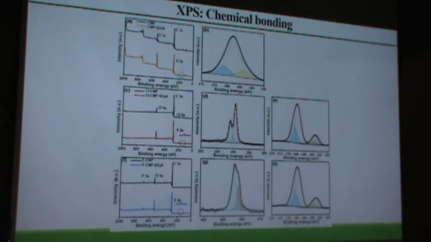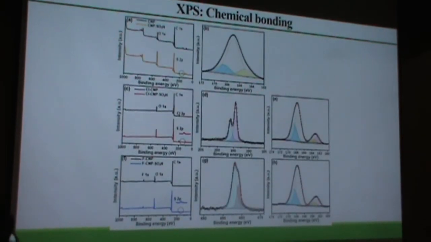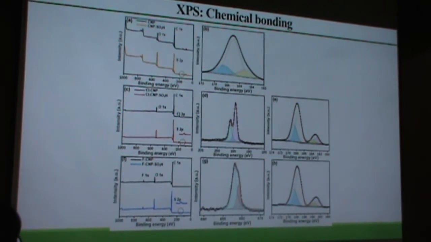And we also use the XPS to certify the FTIR analysis. Compared to the toluene as the carbon precursor, we can see the doping of the chlorine and the fluorine on the Cl- and F-doped carbon.